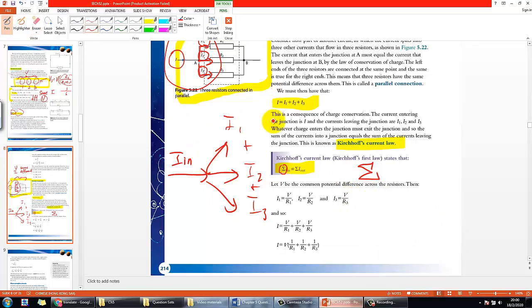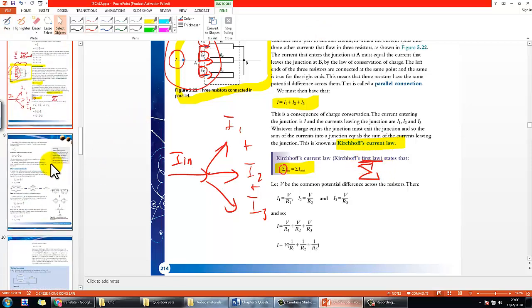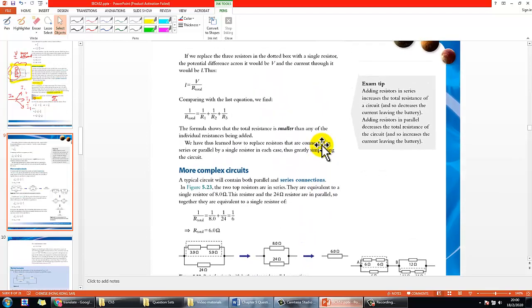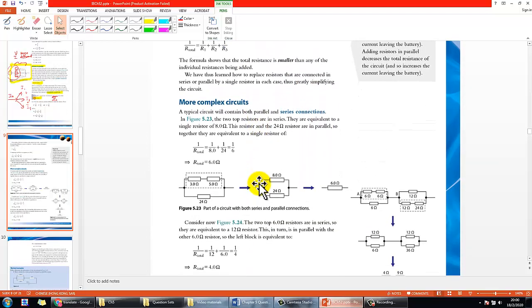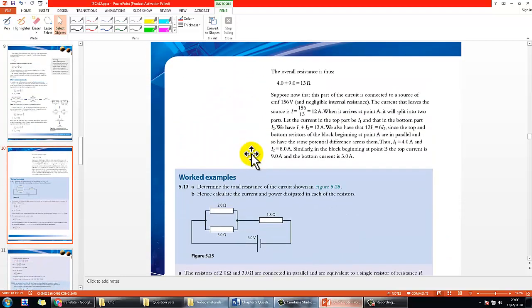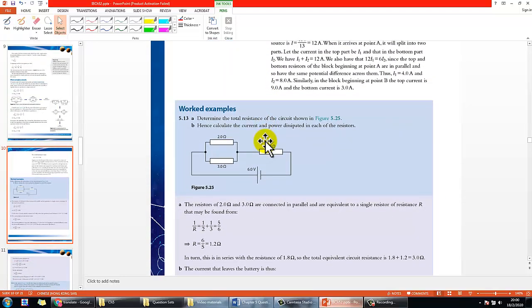So this is not a new thing to you, and this is called the first law. Alright, so don't worry about this one. The new thing, however, is the second law. Okay, you can read all these by yourself. This is more of a so-called more complex circuit. Okay, let's take a look here.